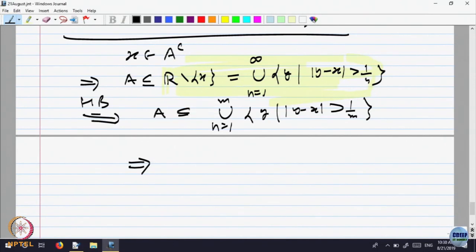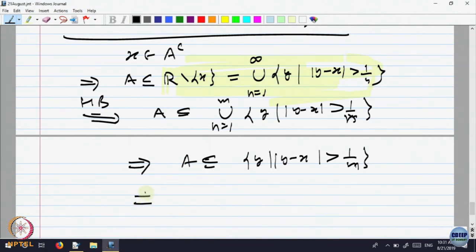Sometimes trying to explain too much complicates things. The simplest is, this is very simple. So this implies what? Now, this is bigger than 1 over n, for n equal to 1 to m. But what is this right hand side? What is this union? We just now observed that for m bigger than n, 1 over m is a smaller one. So what is the largest one? This is all y such that mod y minus x is bigger than 1 over n, for n equal to 1 to m. So 1 over m is the largest length possible.